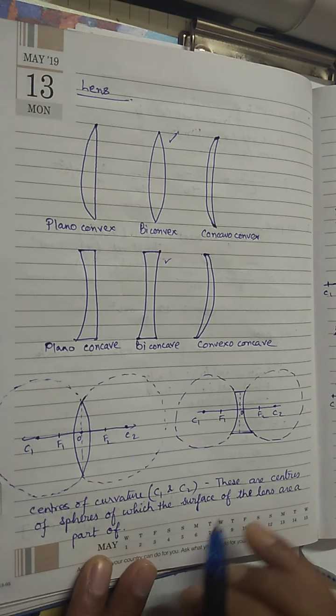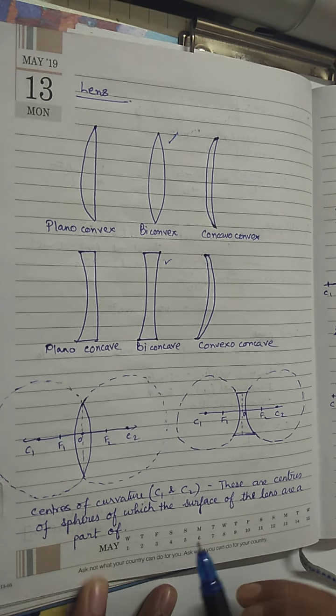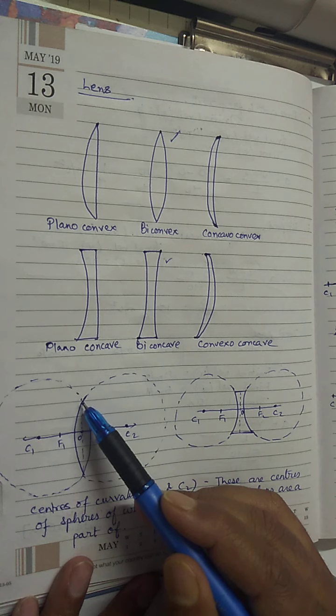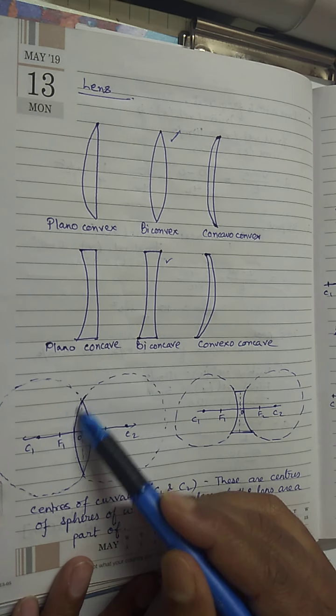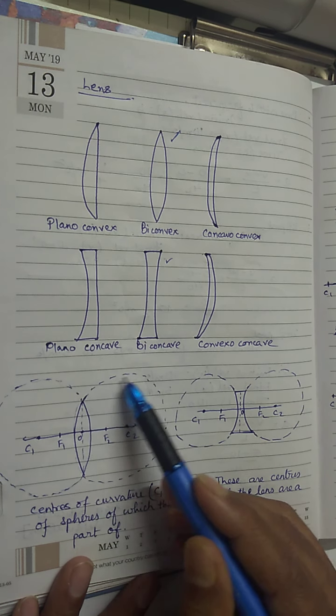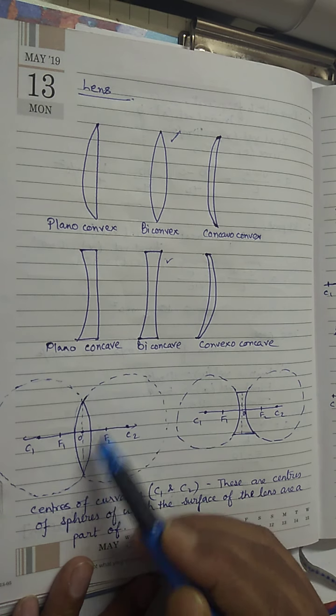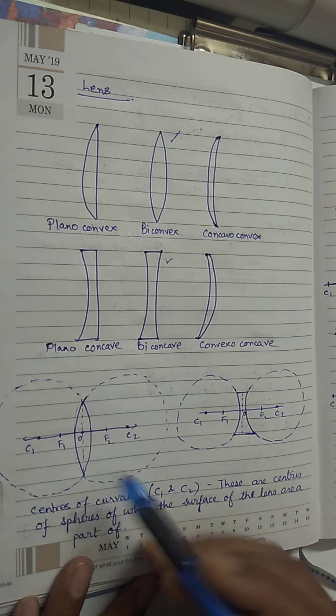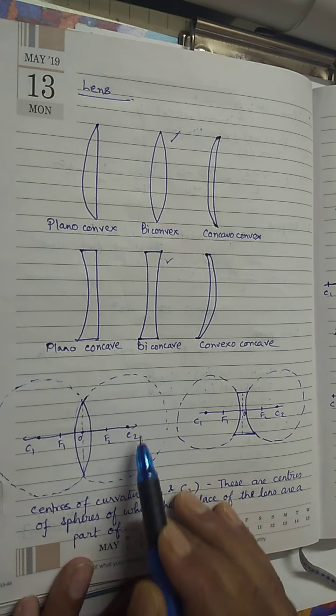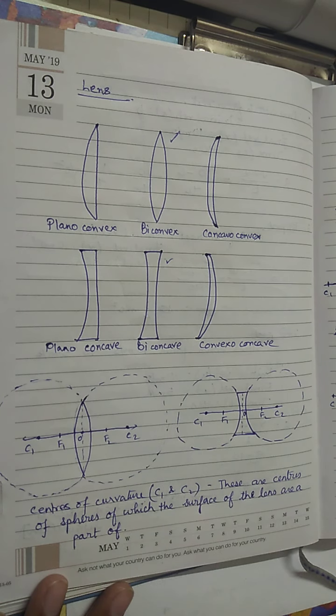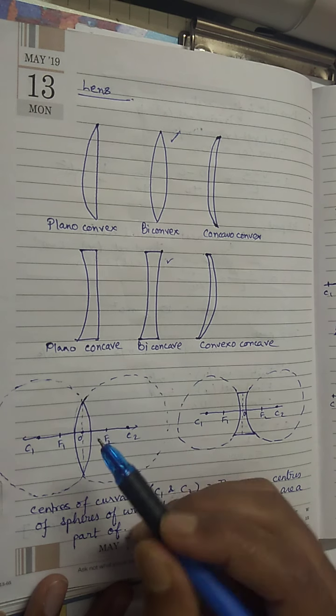Let us try to understand the different terminologies related with lenses. So suppose there's one surface, so we can consider that this surface is part of this sphere. This surface of the lens can be considered to be part of this sphere. So both the spheres will have their centers, so these are called the centers of curvature, C1 and C2.